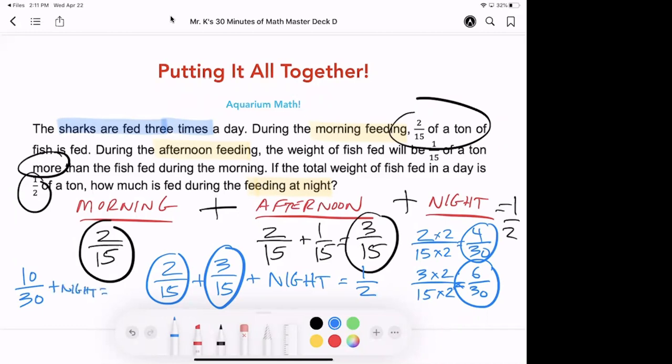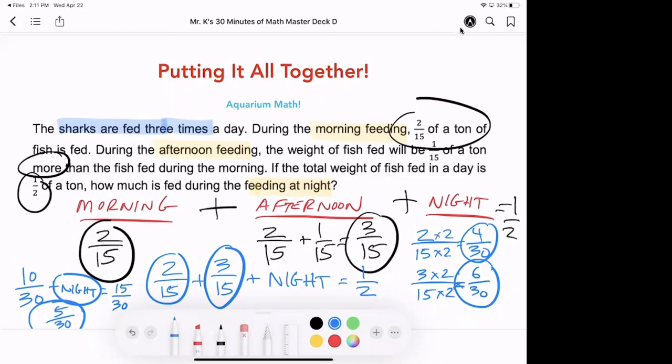equals a half. How many 30ths is a half? Well, we know that's 15/30. So if the morning and the afternoon are 10 and the total is 15, then the night must be 5/30 of a ton. 5/30. That was a complicated one. You had to think quite a bit.